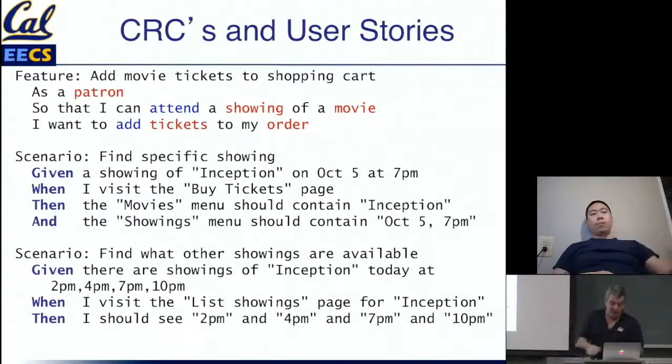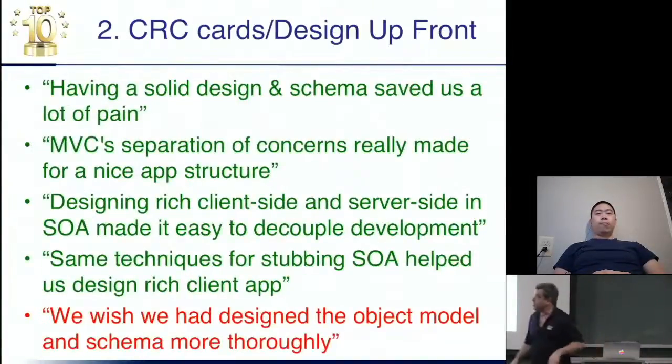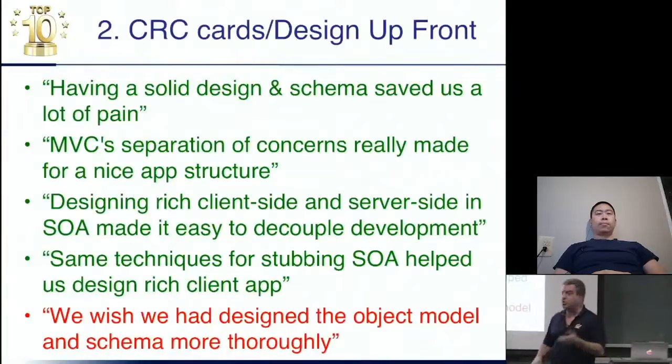What do your colleagues have to say about this approach to app design? Again, this is from our top 10 list. This was number 2. Actually thinking about this stuff before you sit down and start writing code and creating migrations saved a lot of pain. That if you actually think about this stuff carefully, you can separate out your models nicely.